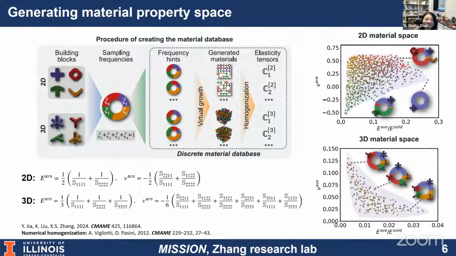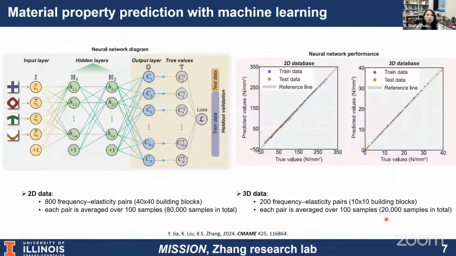And we can see in the 2D we have relatively decent coverage of the space, and for the 3D we have this coverage. So after we generate the database, we'll train a fully connected neural network that takes the frequency hint and will predict the independent components of the elasticity matrix, which will give us the continuous and differentiable constitutive relationship. And we do that for both 2D and 3D. And as we can see, we verify the accuracy of the neural network model in 2D and 3D, and we can see both the training data and the test data are matching pretty well with the ground truth.